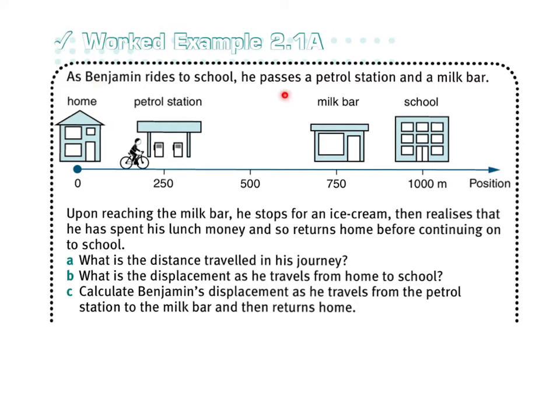As Benjamin rides to school, he passes a petrol station and a milk bar. Upon reaching the milk bar, he stops for an ice cream, then he realises that he has spent his lunch money, so returns home before continuing to school. What is the distance travelled in his journey?